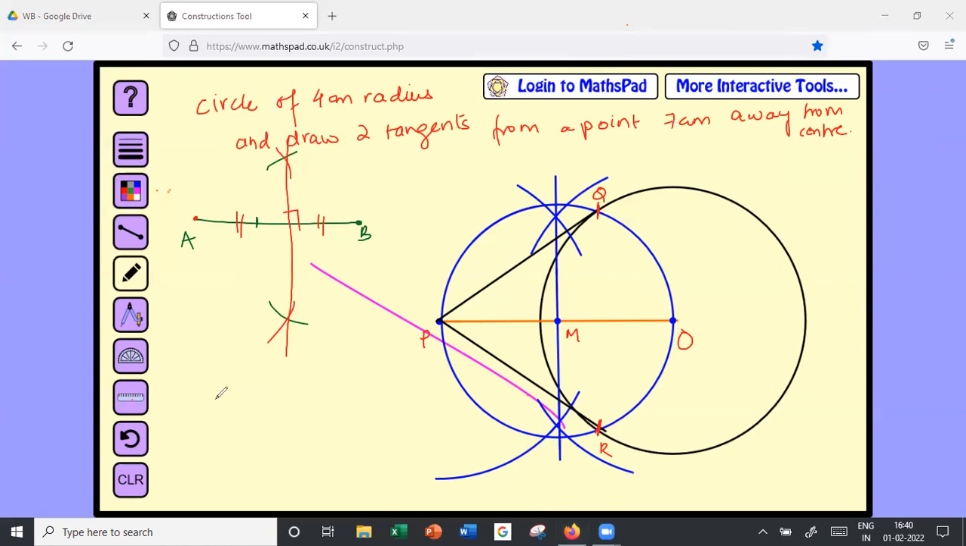So basically, PQ and PR are the required tangents. Okay, this is your diagram. And this is what mostly you need to do. Remember, first you join the line whatever is required, then you make the second circle. So always there are two circles involved. When you make the second circle, you get the points where the tangents would be meeting.